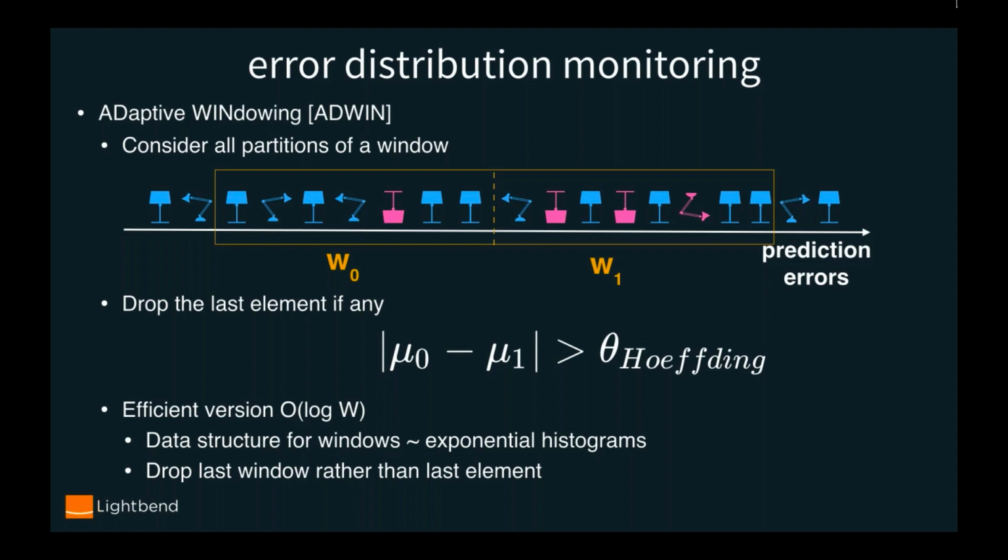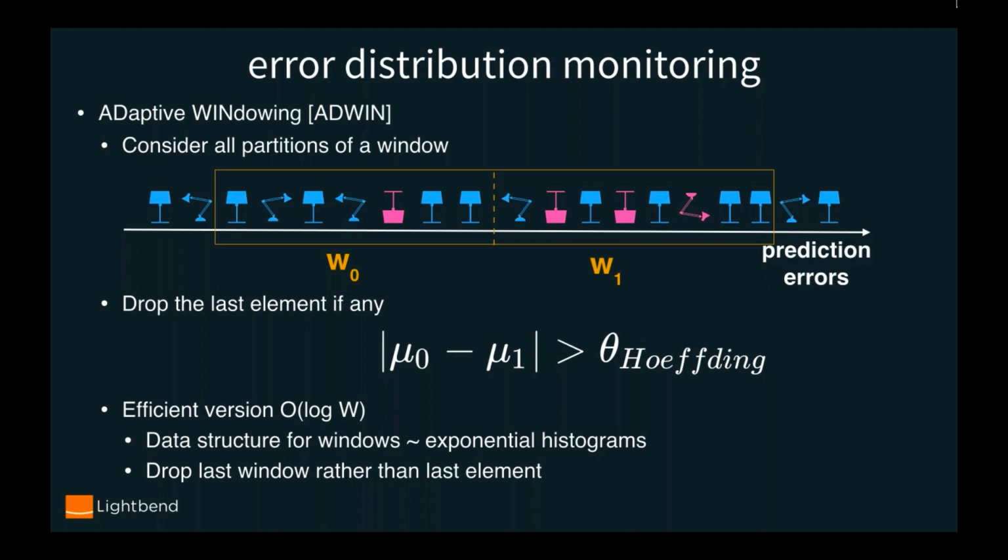Now it picks a window W and considers partitions of this window, W sub 0 and W sub 1. For each partition, it calculates the mean error rate, mu sub 0, mu sub 1, and compares the absolute difference to a threshold based on Hoeffding bound. As you know, Hoeffding bound is used for testing difference between means of two populations. Now, it does this test for every partition of that window W. And if it finds any subpartition violates this test, it drops the last element within the window.